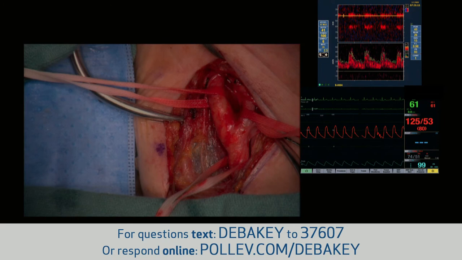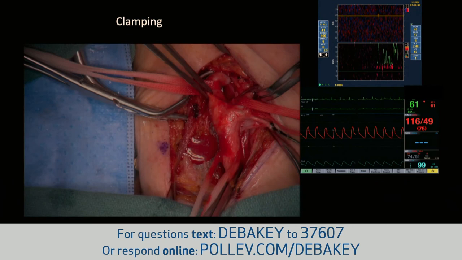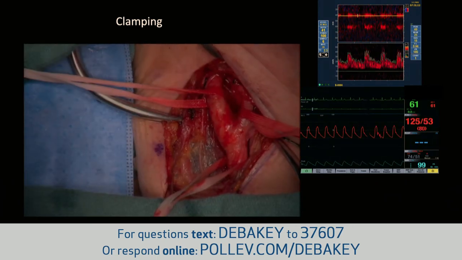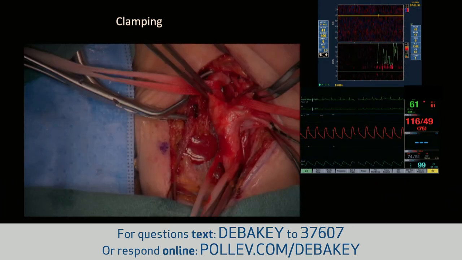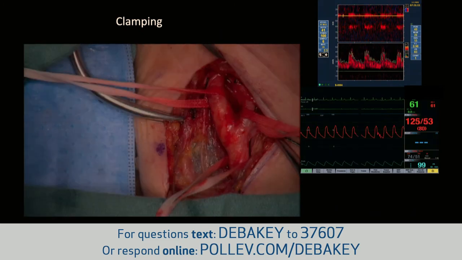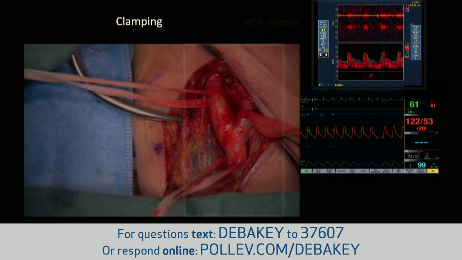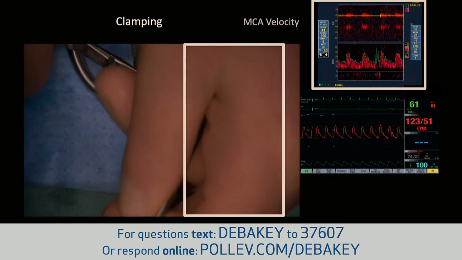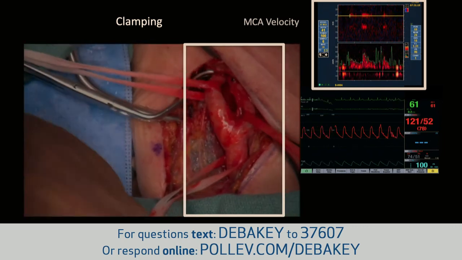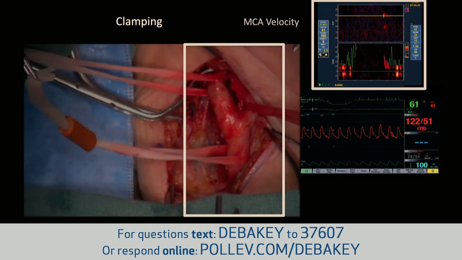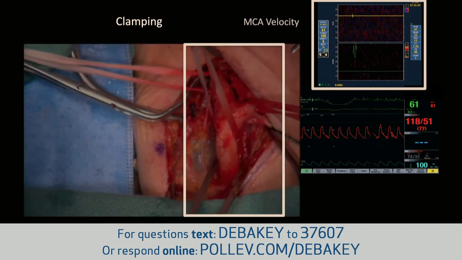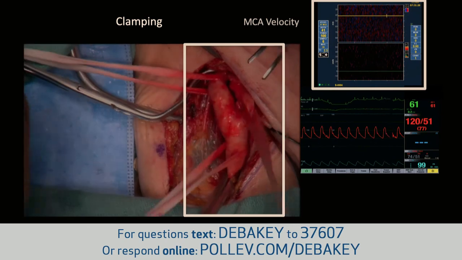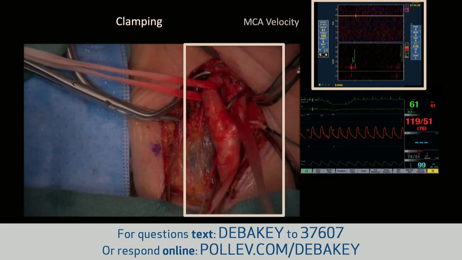And so we're going to go ahead and clamp the internal carotid artery. There's the clamp going on. I'll do it one more time. We're going to clamp it again. Watch this. This is just going to refresh this. And you can guess when the clamp goes on. There's the clamp goes on. And what is Dr. Garami saying to me at this point in time? There's no flow in the middle cerebral artery.